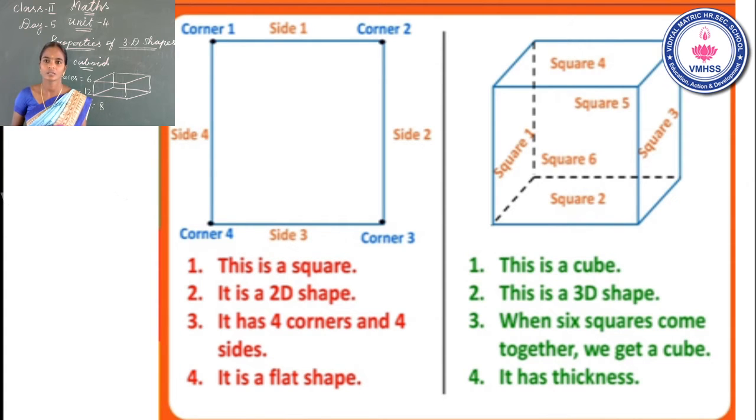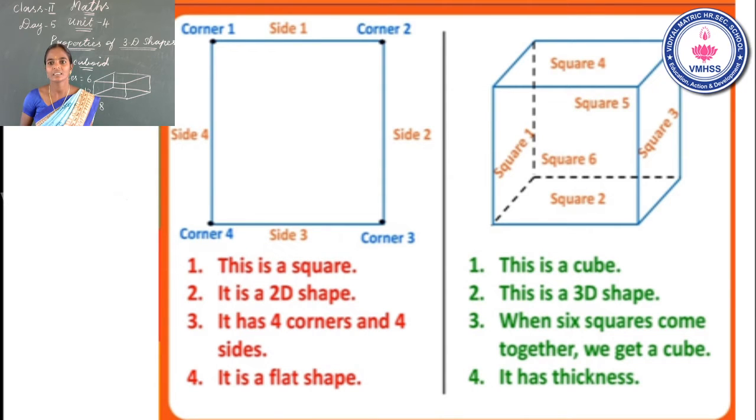So first one, square shape. This is a square. It is a 2D shape. It has 4 sides and 4 corners. Next point, it is a flat shape. Next another picture, cube. Children, listen. Look at the next picture. So this is a cube. This is a 3D shape. When 6 squares come together, we get a cube.